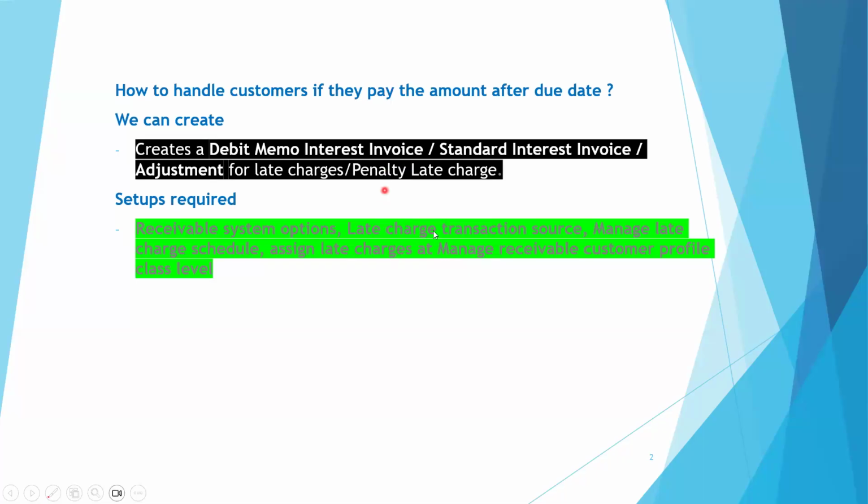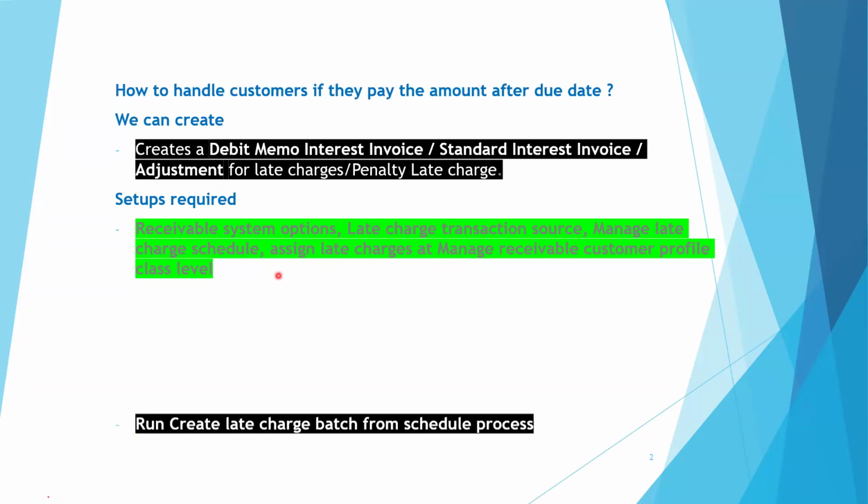So we have 4 options. You can do whatever as per your client requirement. Okay. So these are the setups required to have the penalties against your customer.